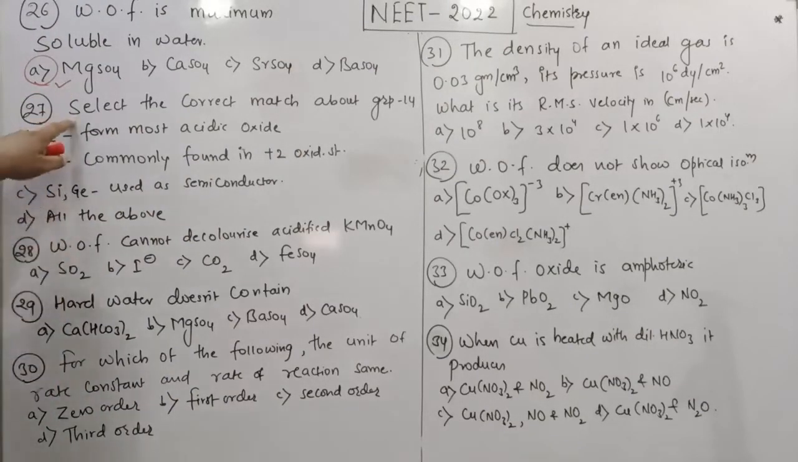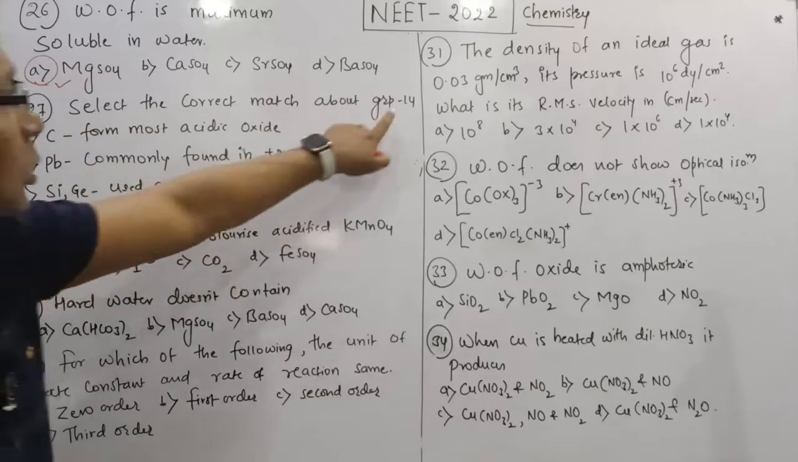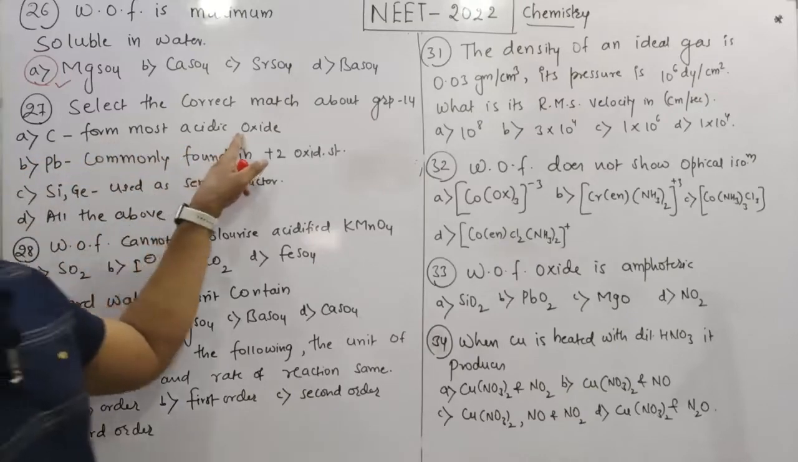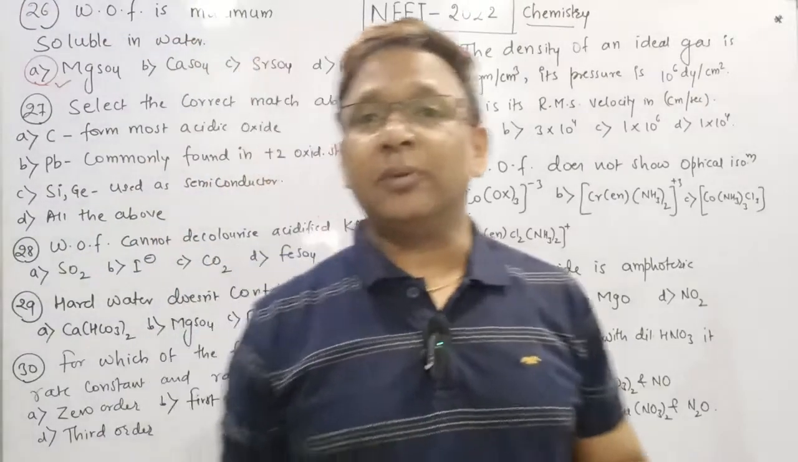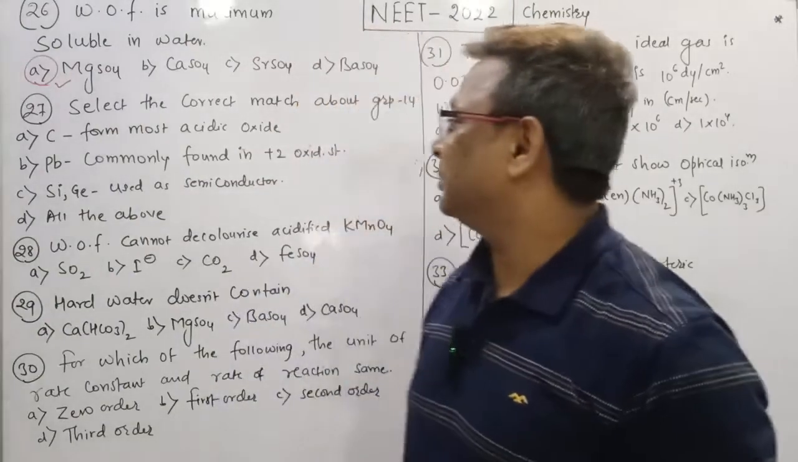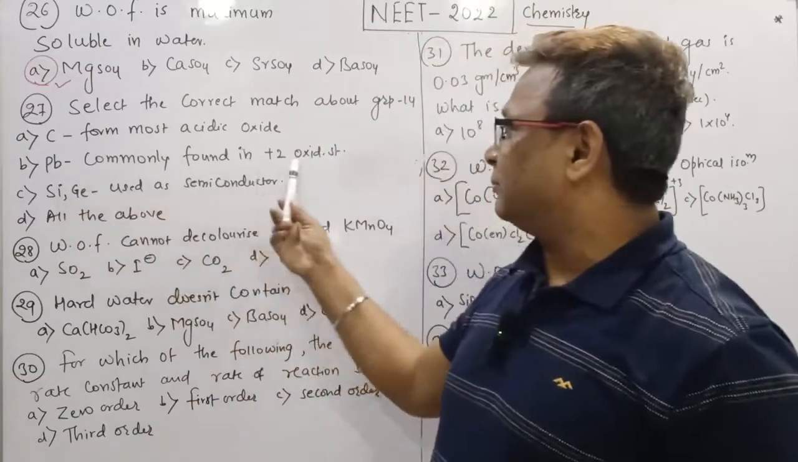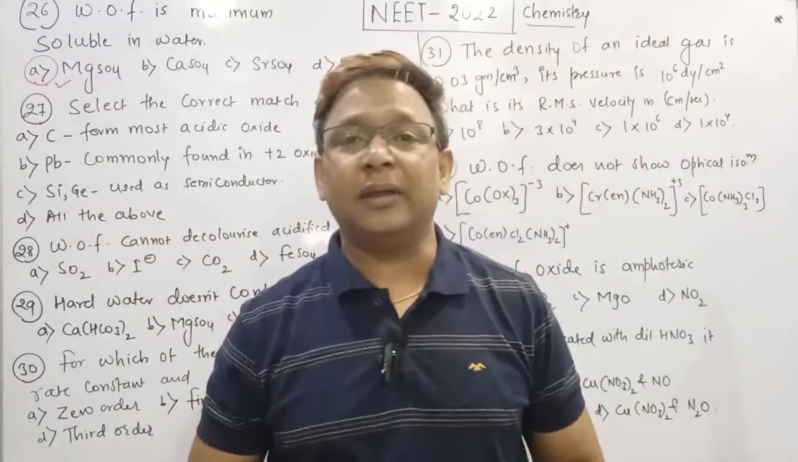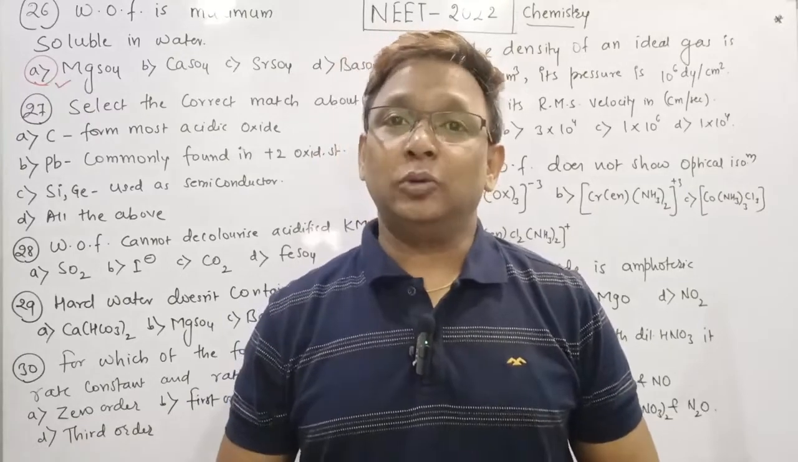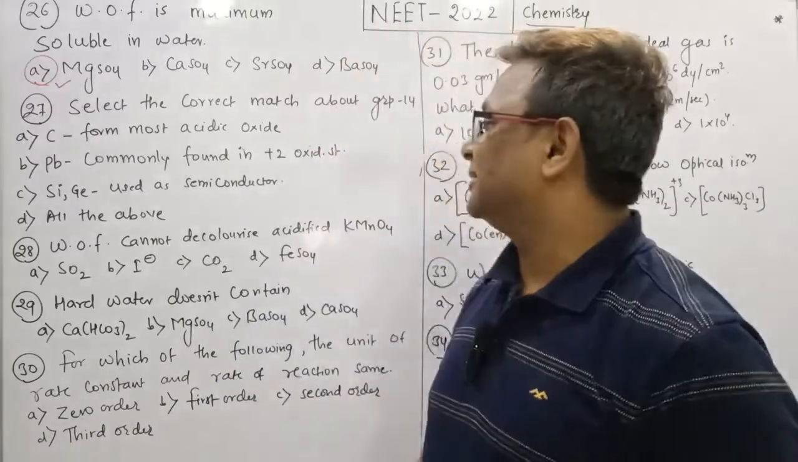Now select the correct match about group 14. What is the correct match about group 14? Carbon forms more acidic oxide. Yes, we know beta, carbon is forming more acidic oxide. Example, the acidic oxide of carbon is CO2. Lead is commonly found in +2 state. Yeah beta, lead can have +2 and +4, but in that, +2 will be more stable due to the inert pair effect. Yes.